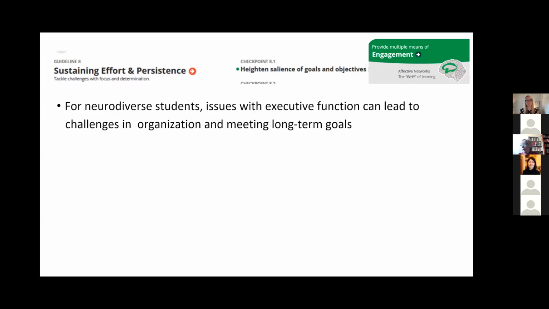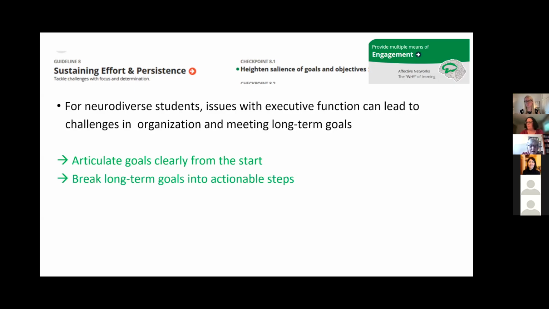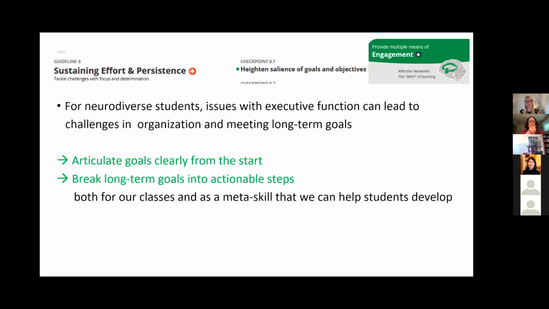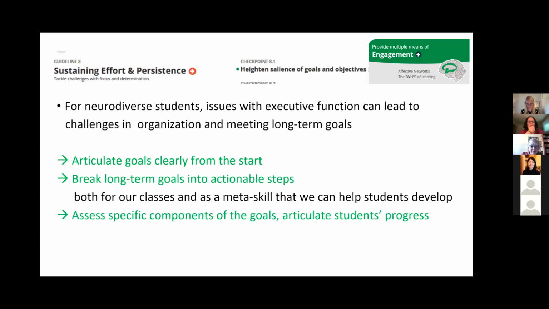For neurodiverse students, issues with executive function can lead to challenges in organization and meeting long-term goals. So it's important for them and for all students in general to articulate our goals clearly from the start. That's part of our marketing. Break long-term goals into actionable steps, both for our classes and as a meta skill. In the humanities, we're preparing students for life, and this is a meta skill that we can help students develop. And assess specific components of the goals and articulate students' progress.